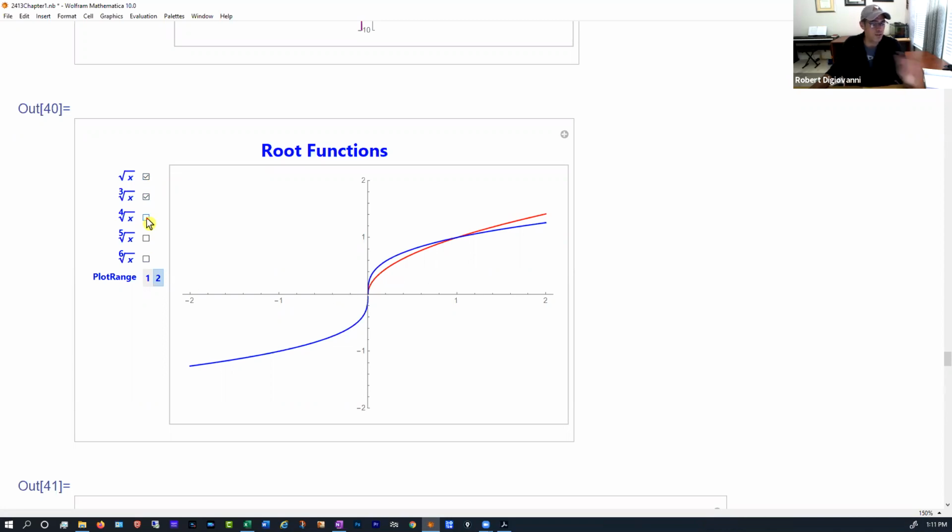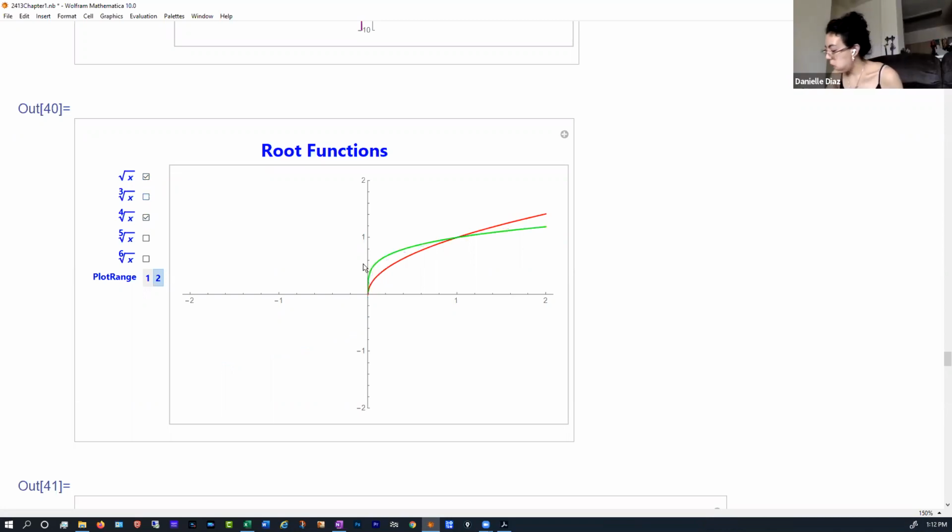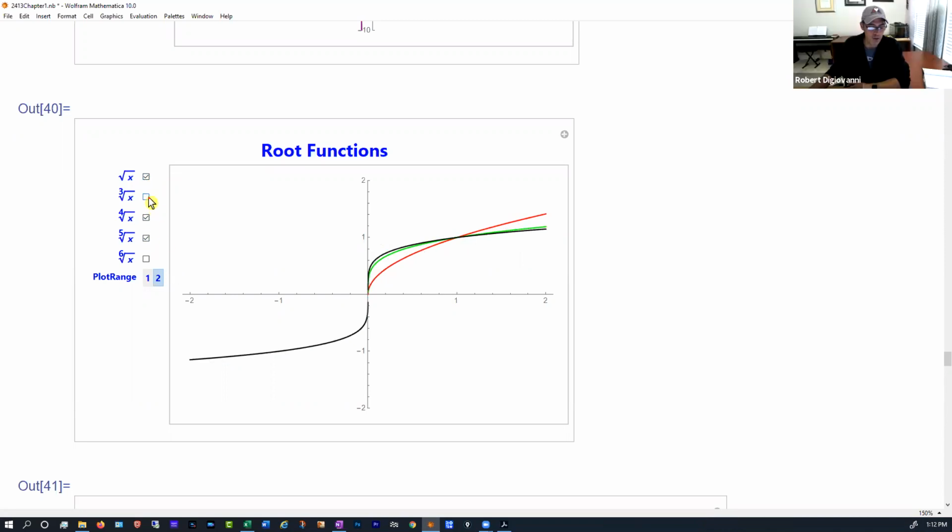How about 4th root? Can you take the 4th root of a negative number? No. So it should look a lot like the square root function. 5th root should look a lot like the cube root. Should exist everywhere. And then the 6th root, we should not have anything in negatives. So here's your square root, 4th root, and 6th root all together. So they have little variations. They are different, but they all have the same basic characteristic. Starts at 0, goes to the right.